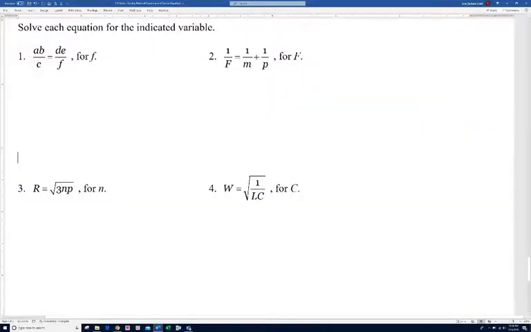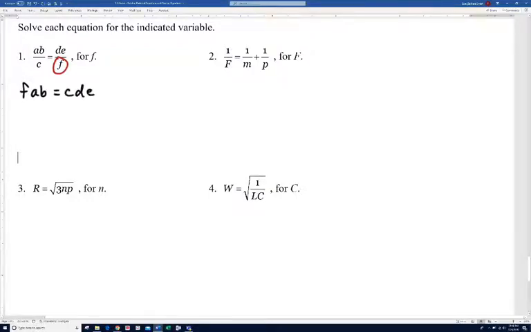All right, on number 1 here, we're going to want to cross multiply. We have a proportion there. Now, notice we're solving for f, so we want to get f by itself. But before we do that, we need to take care of the fractions and clear fractions. We can do that by cross multiplying. We get f times ab, that's this cross product, is equal to this cross product here. So that would be CDE.